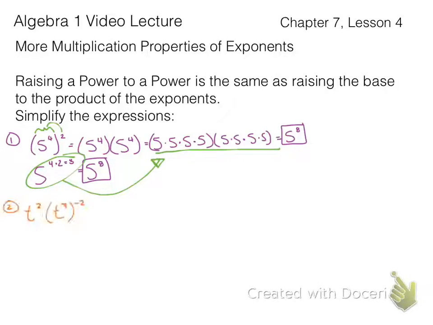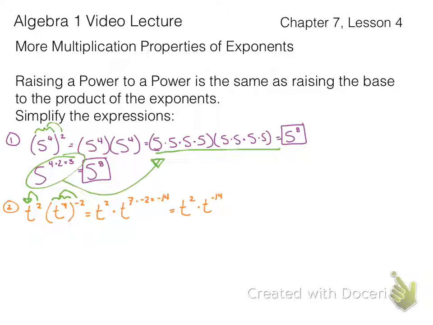Okay? All right, next problem, we have t to the second times t to the 7th to the negative second. So just remember that exponents kind of act like the distributive property, and they only affect the thing right in front of it. So if it's parentheses, it affects everything inside the parentheses. If it's not, like this, it only affects the thing directly in front of it. So let's take care of the power to a power first. So we have t to the second times t to the 7th times the negative second, which is negative 14. So we end up with t to the second times t to the negative 14th.